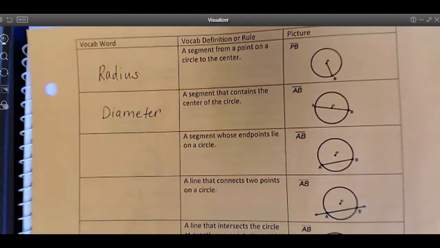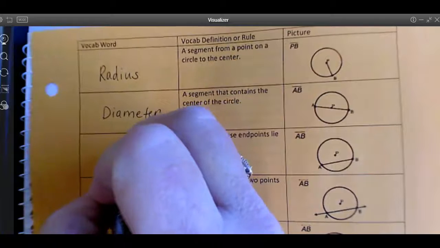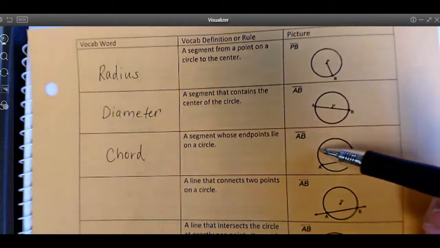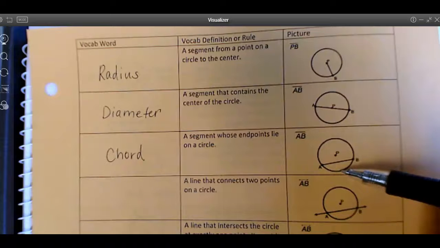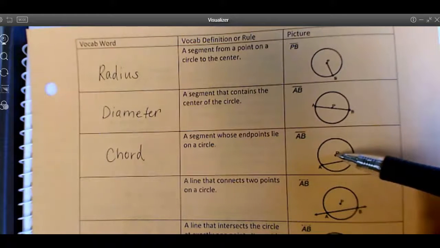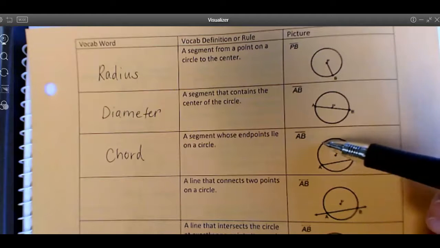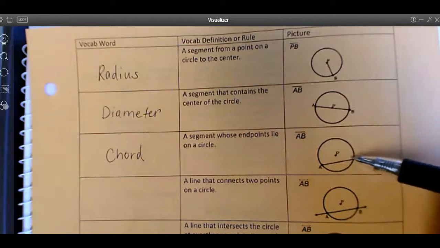Okay, the next one, it says a segment whose endpoints lie on a circle. That is called a chord. So chords just connect. It just goes from one endpoint to another endpoint. If it goes through the circle, that's a diameter, which is also a chord. But if it doesn't go through the center, that's okay. It's just as long as it connects any 2 points on the circle. And that's an example of it.